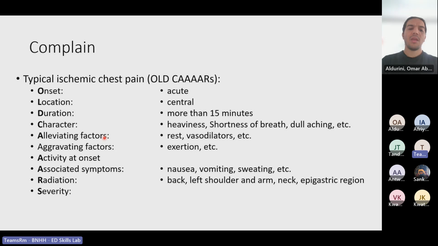Okay. Alleviating factors next: usually when the patient rests, the pain will become less. And if he uses the GTN spray, for example, this is for vasodilatation, to dilate the coronaries a little bit and make the blood flow much better, and this might alleviate the pain as well. And aggravating factors: any type of exertion.